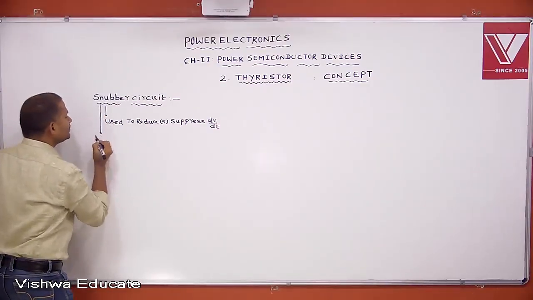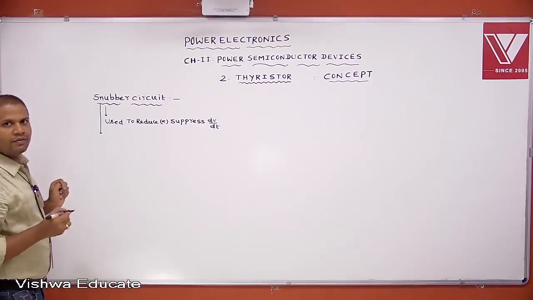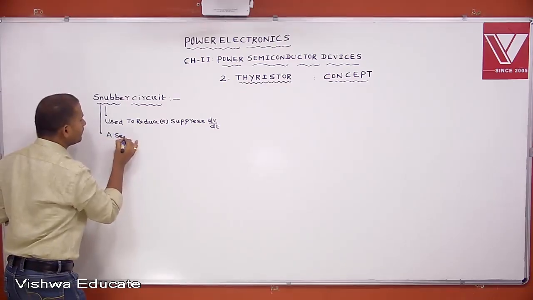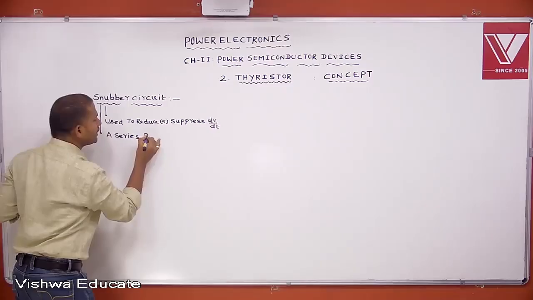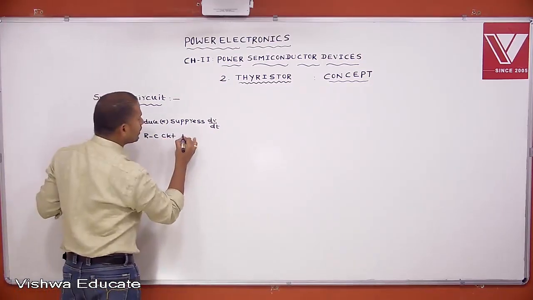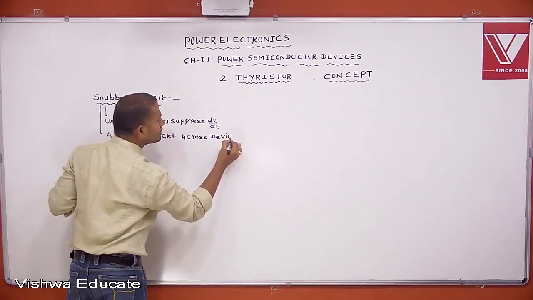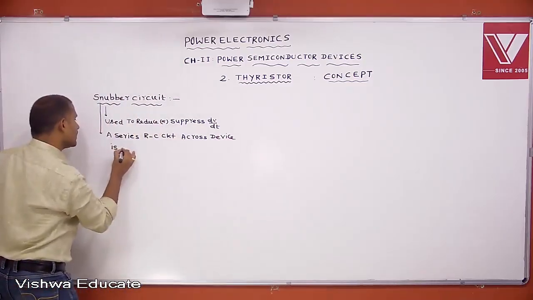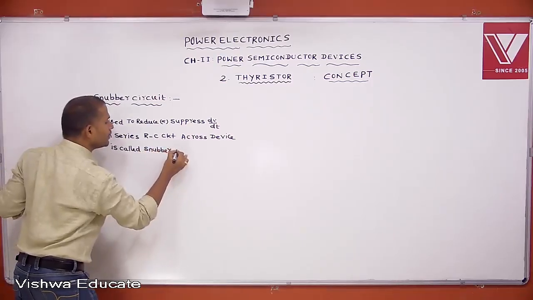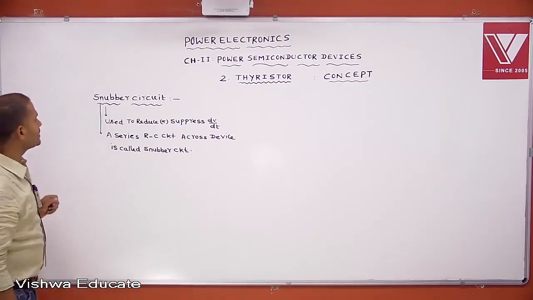But point to remember, a series RC circuit across the device is called Snubber circuit. A series RC circuit across SCR or across the device is called Snubber circuit.